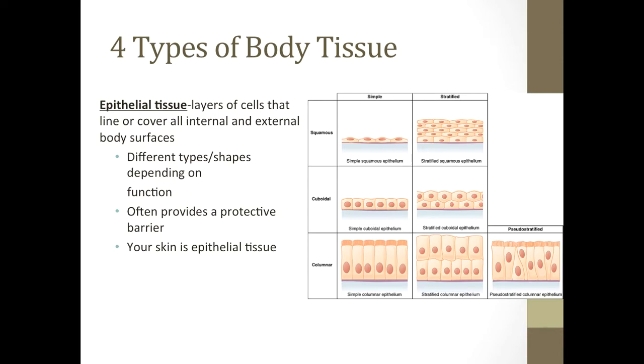Okay, so epithelial tissue, the main point here is that it's usually layers of cells that line or cover all internal and external body surfaces. So this is the lining of our body. There are different types and shapes depending on the function. It often provides a protective barrier, and this is the largest organ in the body. Our skin is composed of epithelial tissue.